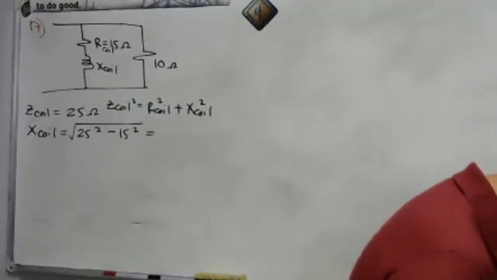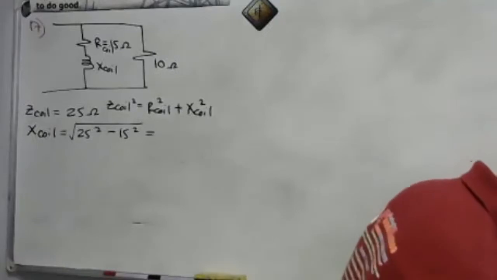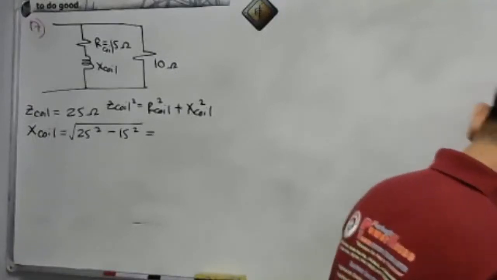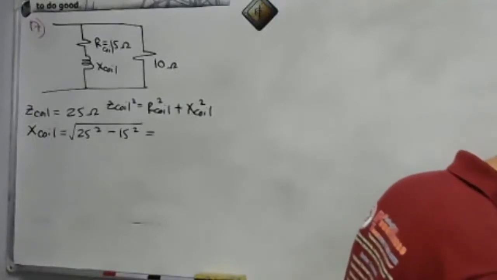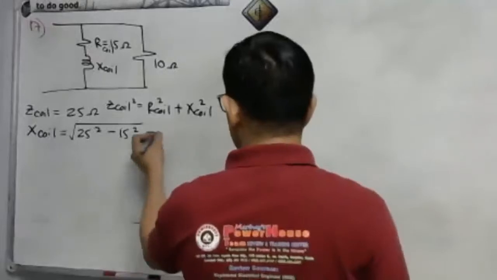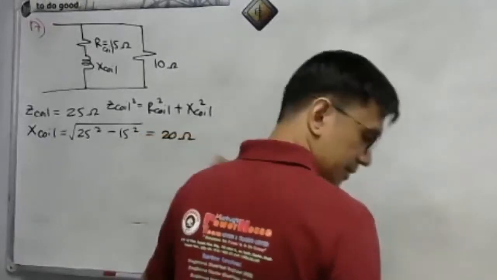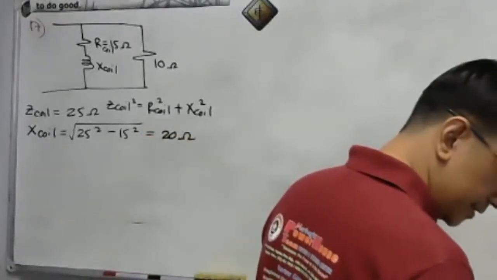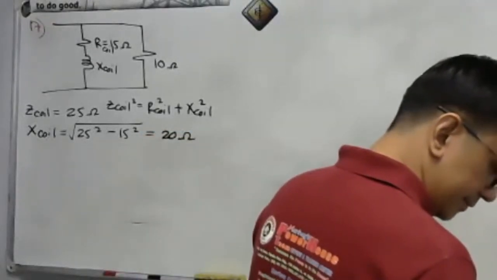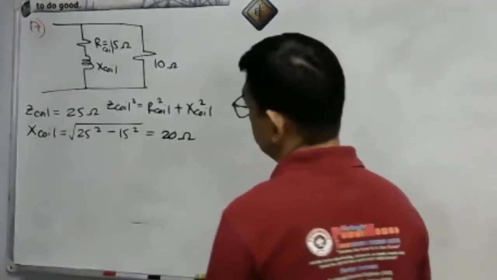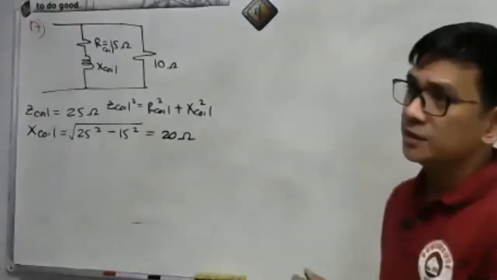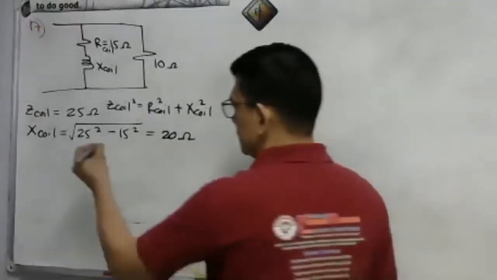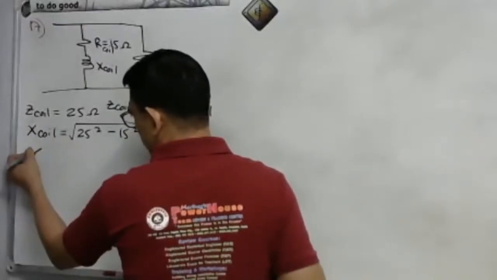Okay, for number 17, X of the coil is 20 ohms. That is 20 ohms. So calculate the total admittance. So what is the total admittance?